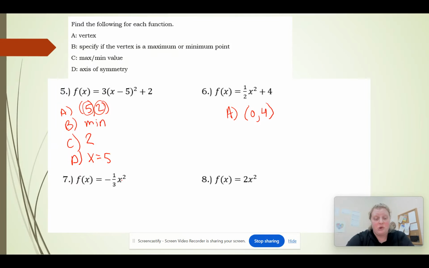Now 7, you don't go sideways at all, and there's nothing on the end, so you don't go up or down at all. There is no shifting at all in this problem. So your vertex is going to be at 0, 0. Same thing here. There's nothing in parentheses, and there's nothing on the end, so there is no shifting in this problem. It's just 0, 0.